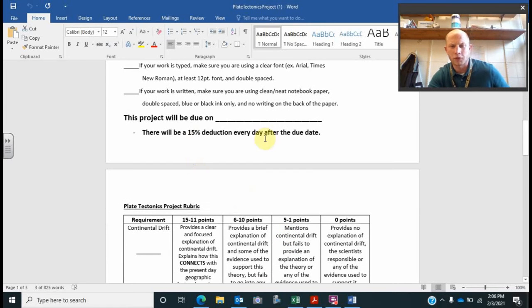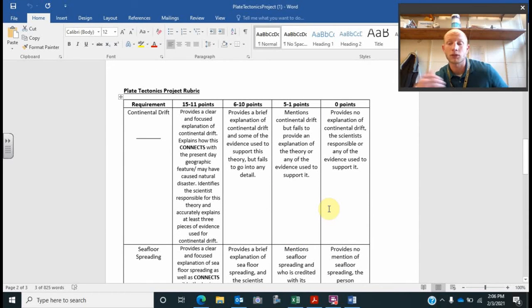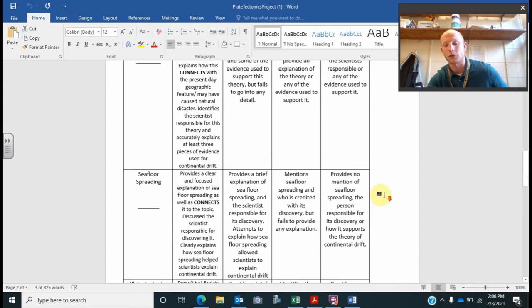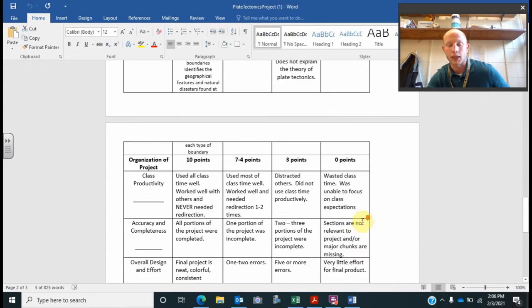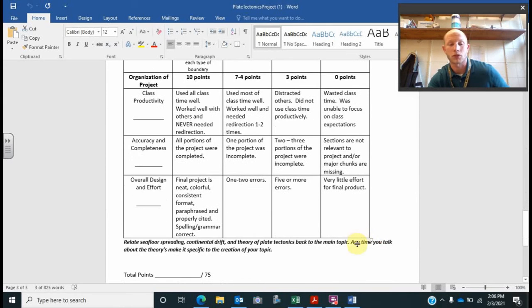It's going to be a 15% deduction for every day that's late. It's due Tuesday, by the way, next Tuesday. So we started on Monday. I got a hold of everybody, and it was a little difficult to get everybody on a call. But again, like I told everybody, it's due Tuesday. So we need to get this done by Tuesday.